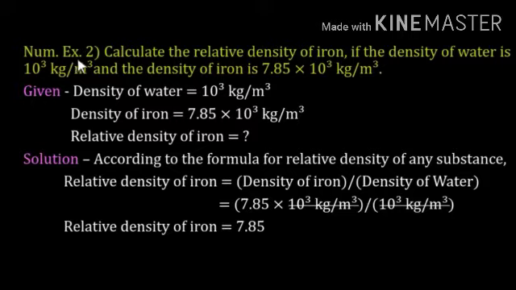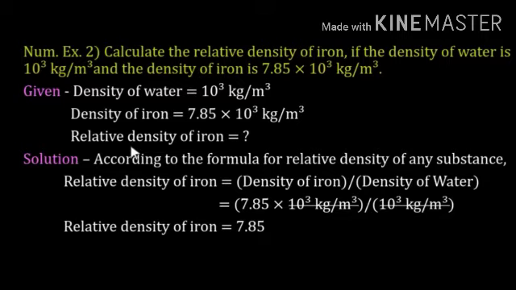The next numerical example is: calculate the relative density of iron if the density of water is 10 raised to 3 kg per meter cube and the density of iron is 7.85 into 10 raised to 3 kg per meter cube. Given data: density of water is equal to 10 raised to 3 kg per meter cube. Density of iron is 7.85 into 10 raised to 3 kg per meter cube, and we are going to calculate the relative density of iron.